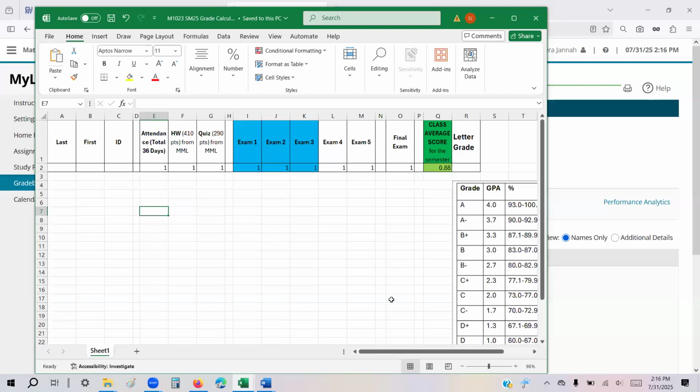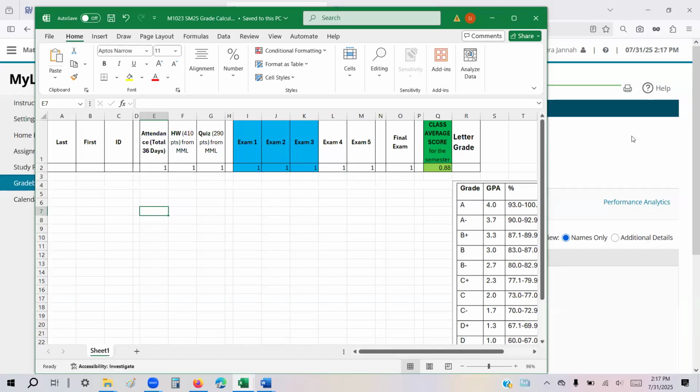Now, if you don't know how many days you are present, you can ask me, I'll tell you how many days. But for now, I only counted the lecture days. The PLTL days, I'm going to count at the end of the semester when I get the entire list. Okay? And the MyMathLab homework and quizzes you get from MyMathLab.